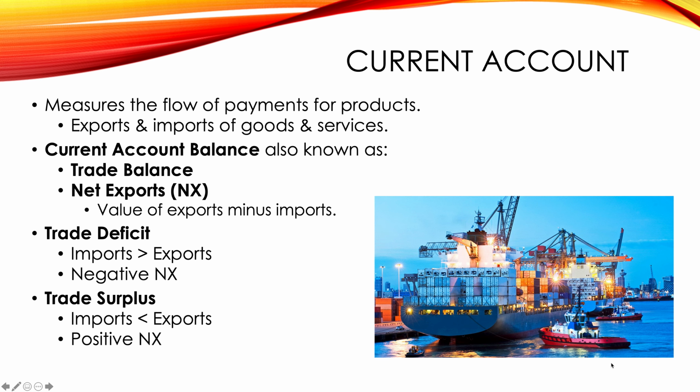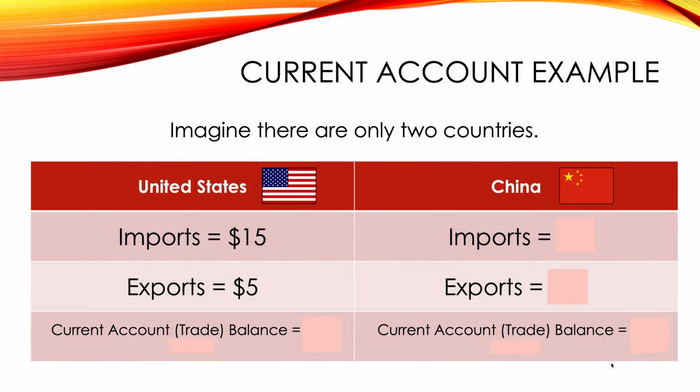So we'll do an example because sometimes this can get a little bit confusing. But an easier way to look at these situations is to imagine that there are only two countries. So for this, imagine that there are only two countries, the United States and China, the two countries in the world with the biggest economies. So we'll boil it down to really small, simple numbers so you can get an example of what a current account sheet kind of looks like.